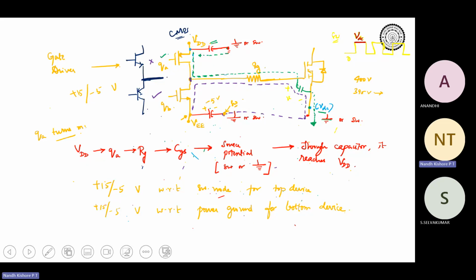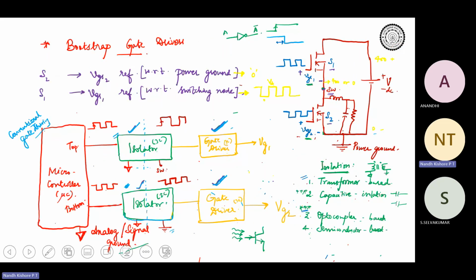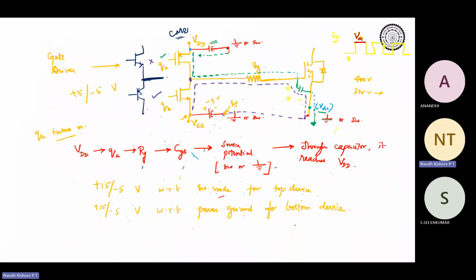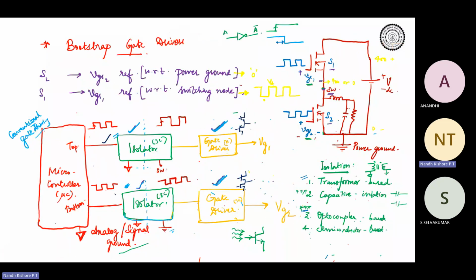Now coming back to the point, over here inside the gate driver, you will be having something like this. So what we try to do with this bootstrap gate driver is that the motivation is, instead of having two isolators and two gate drivers, can I use some arrangement which will allow me to drive both S1 and S2? I want to drive both S1 and S2.